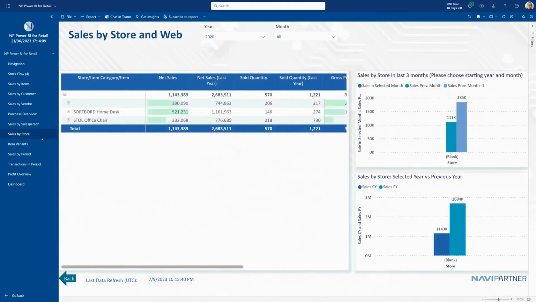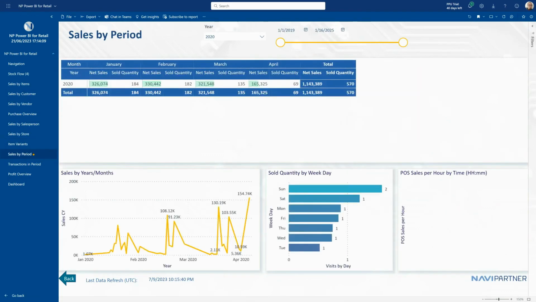You can analyze sales by store, having information on all the important metrics, as well as sales by a time period, where you can also monitor trends and oscillations over time.